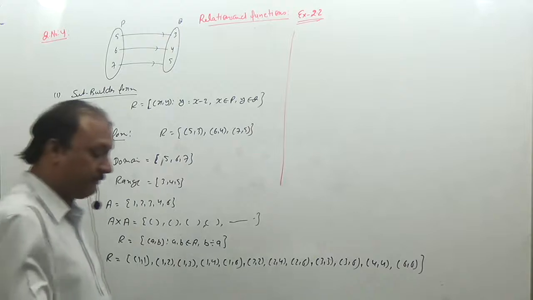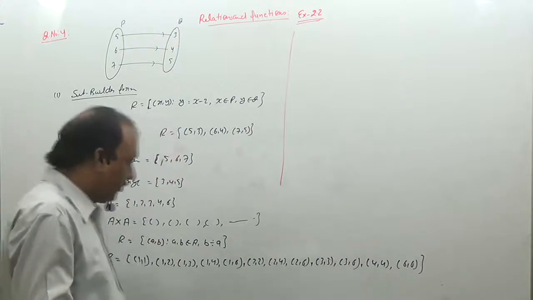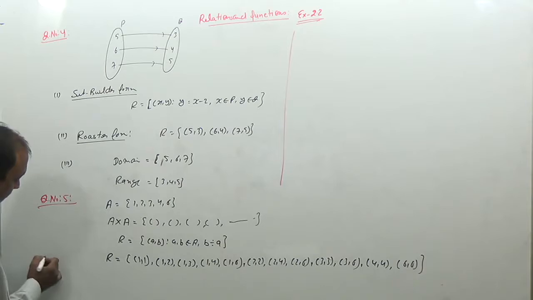So the question is, the first part is to write R in roster form. So this one is the first part. This is the roster form.